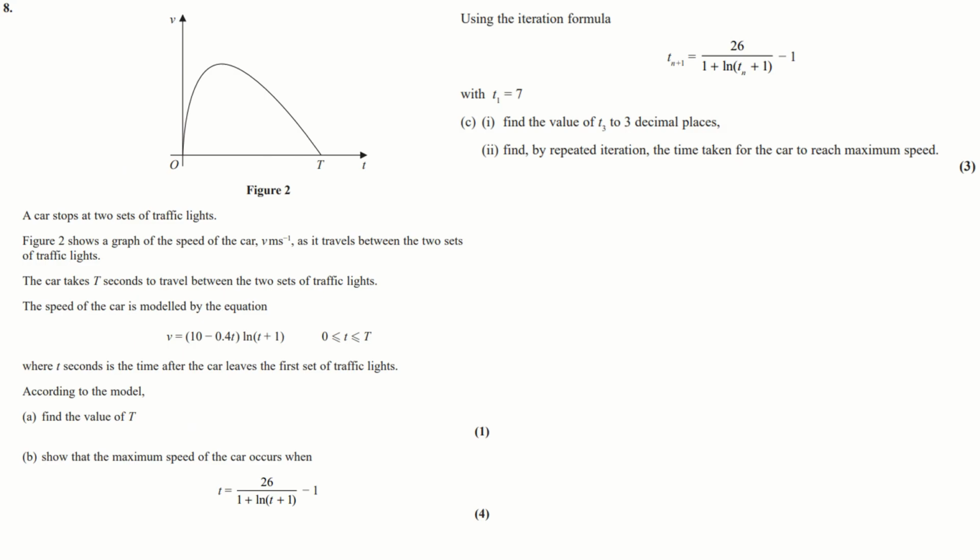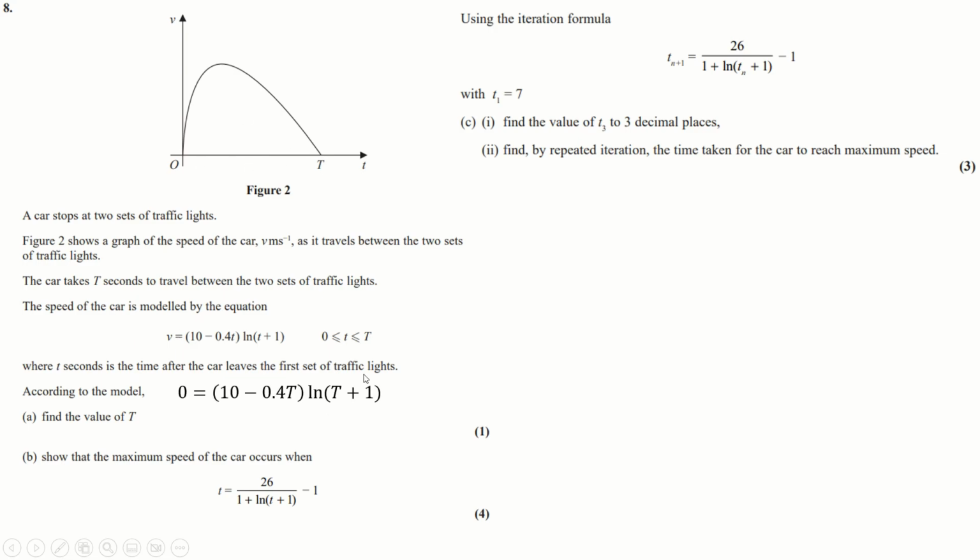8 then. So I thought this was a surprisingly hard question for only halfway through the paper. Just this bit I thought was really interesting. Find the value of t first. Well, t is the last time here, and we can see that v is 0 when we get to here. So we put in v as 0.